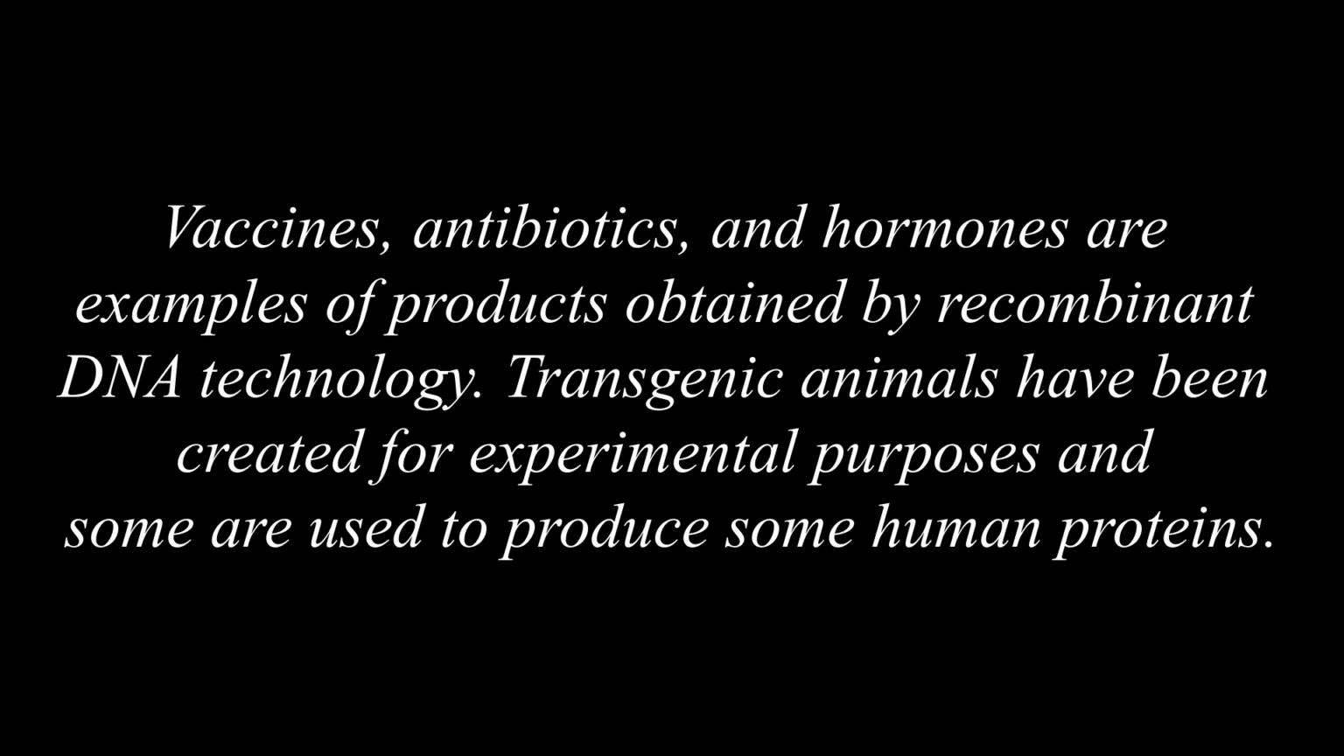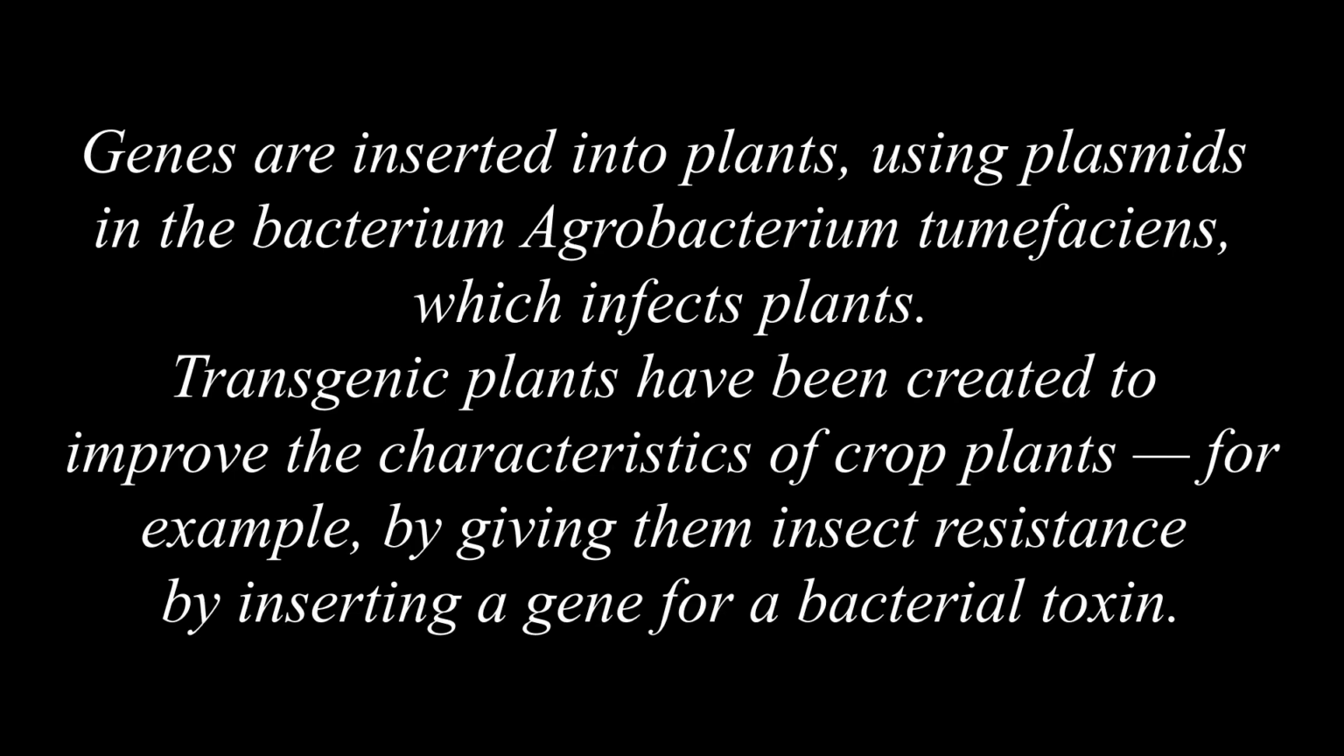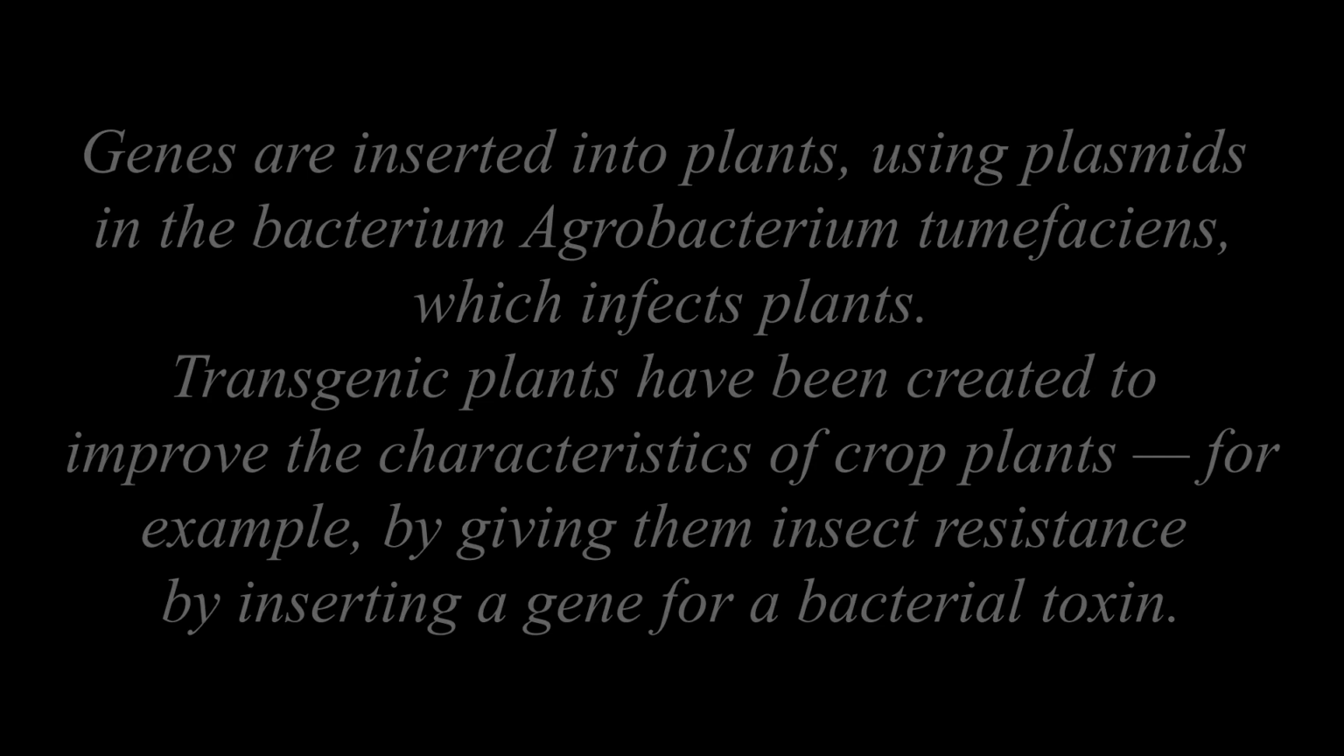Transgenic animals have been created for experimental purposes, and some are used to produce some human proteins. Genes are inserted into plants using plasmids in the bacterium Agrobacterium tumefaciens, which infects plants. Transgenic plants have been created to improve the characteristics of crop plants, for example, by giving them insect resistance by inserting a gene for a bacterial toxin.